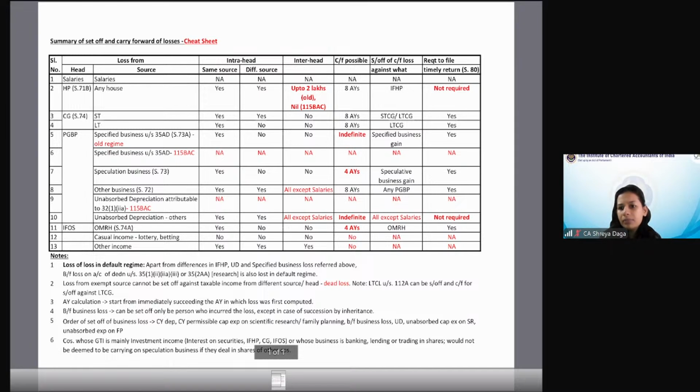Ma'am, 115BAC means default regime? Yes, 115BAC means default regime. I hope you know the section. In a lot of questions, you will be given that assume the person remains under 115BAC. So what will you understand? This is the default regime. Assume the person opts out of 115BAC. What do you understand? He's opting out of the default regime. Ma'am, understood, in the default regime LTC or STC is not applicable.